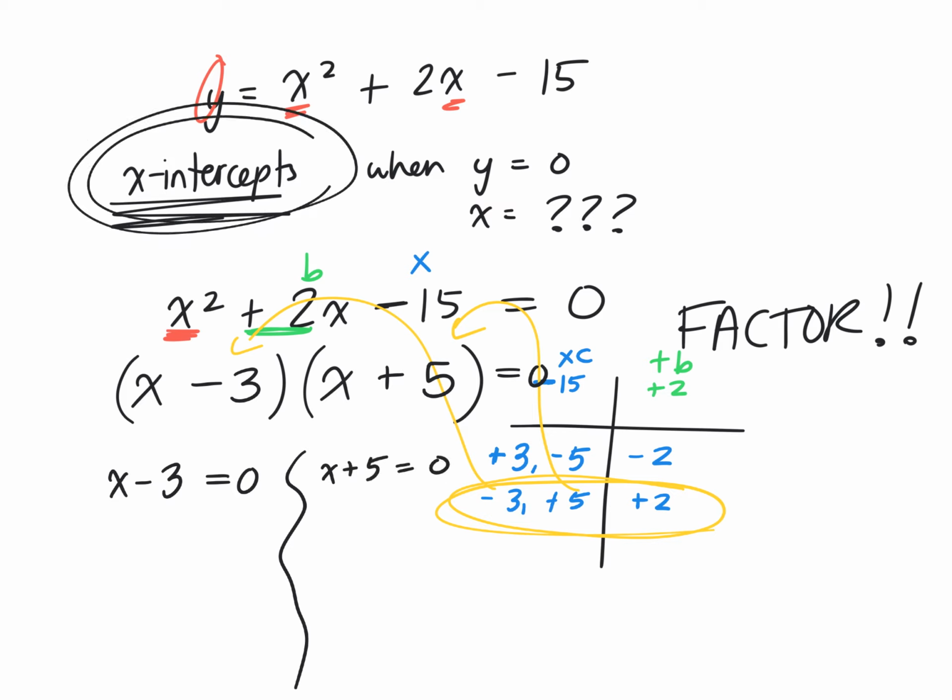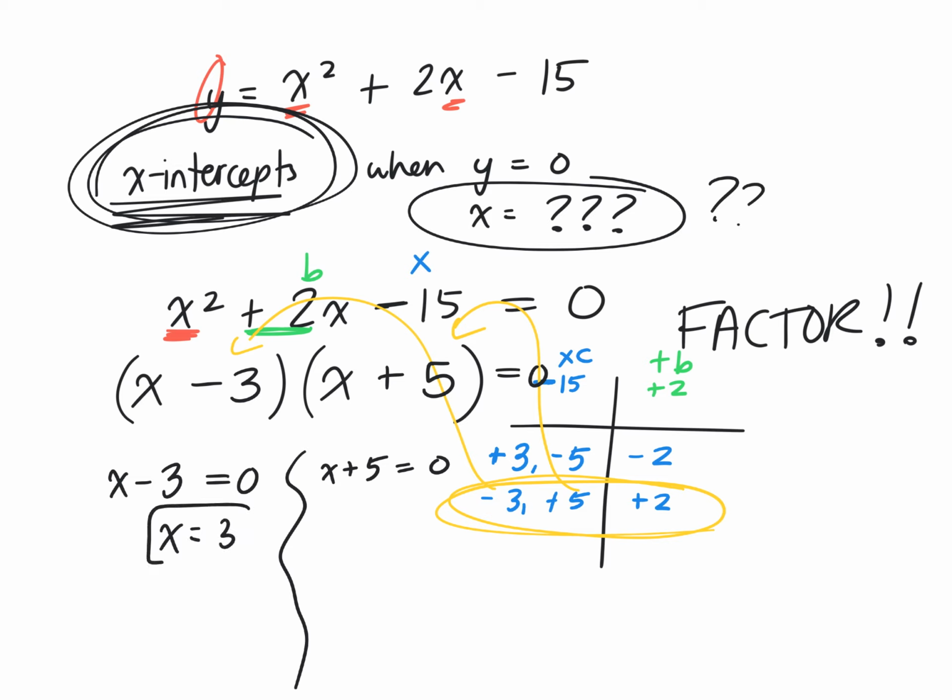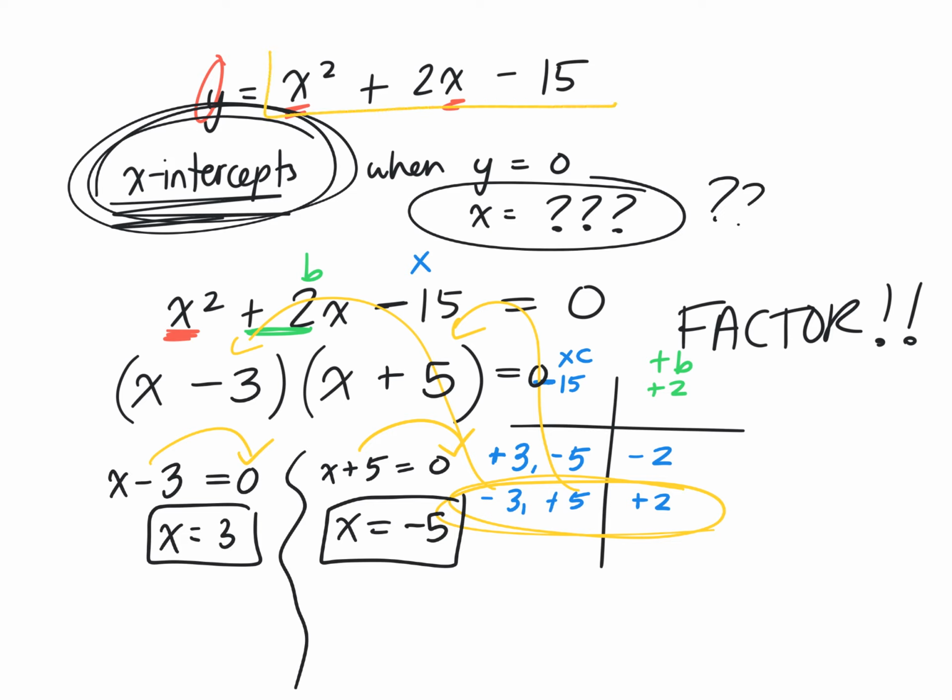What we were trying to do is find out what x equals. If x minus 3 is equal to 0, what does x equal? 3. If x plus 5 is equal to 0, what does x equal? Negative 5. Does it make sense that this has two x-intercepts? Yeah. Bring this to the other side. What's the opposite of plus 5? Minus 5. What's the opposite of negative 3? Plus 3.